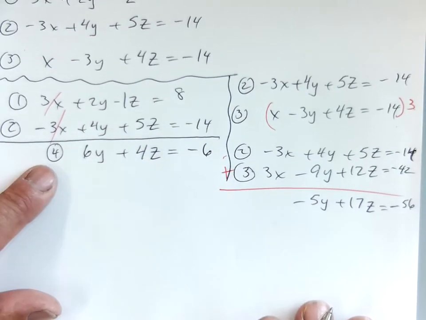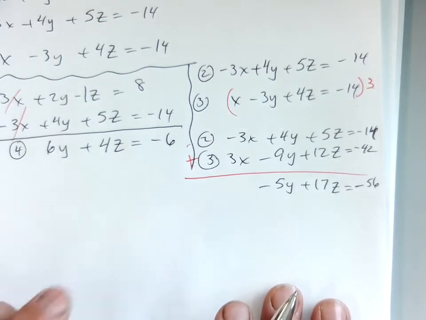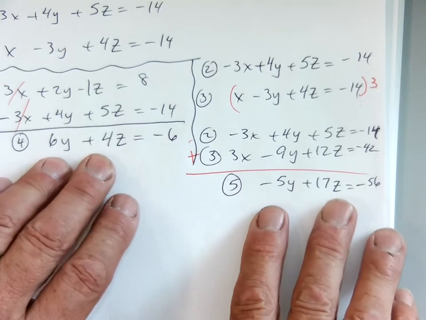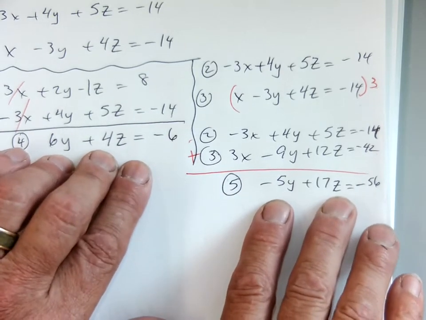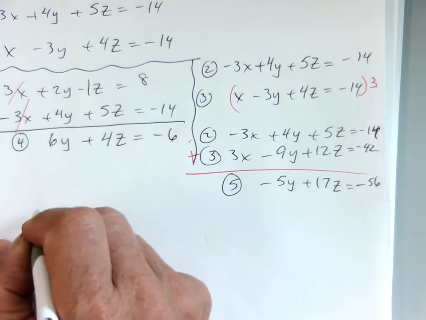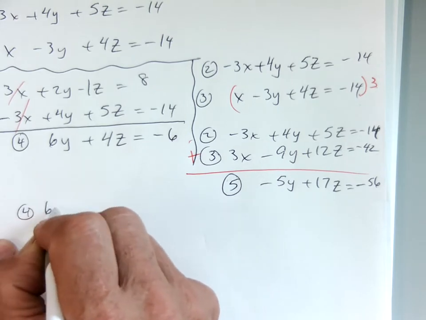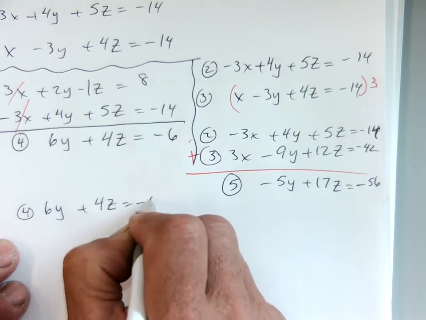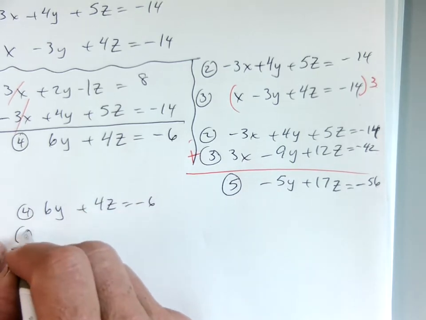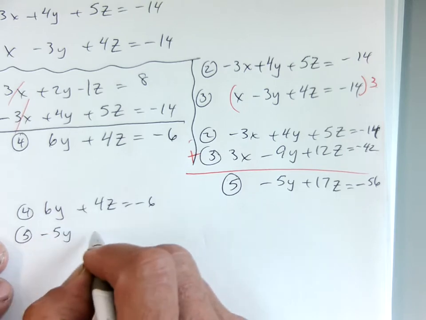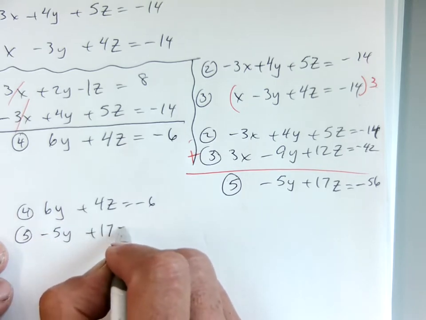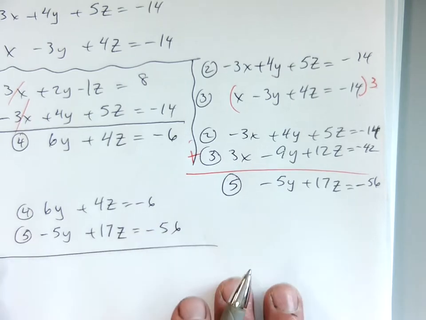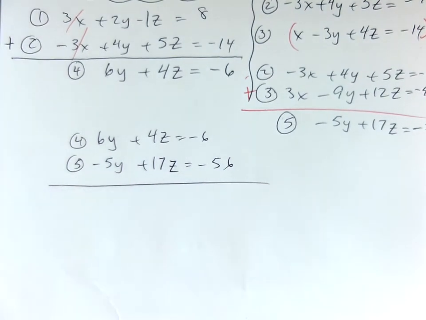So I got a new equation 4. Let's call this equation 5. Now, if I put equation 4 and 5 together, it's what we did yesterday. You guys see that? So here's equation 4, and here's equation 5. And this is what we did yesterday.